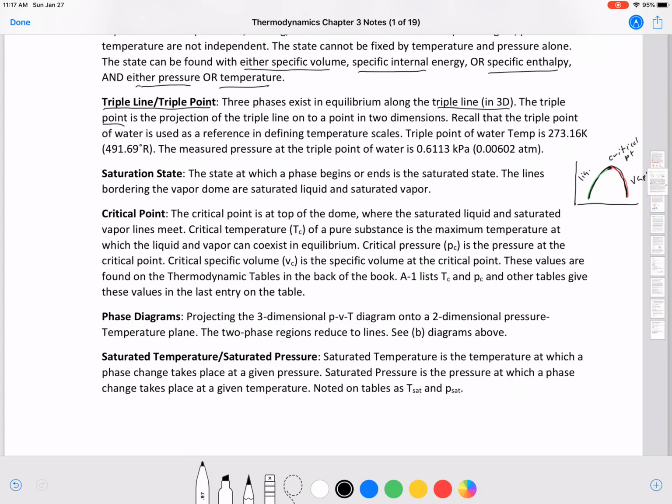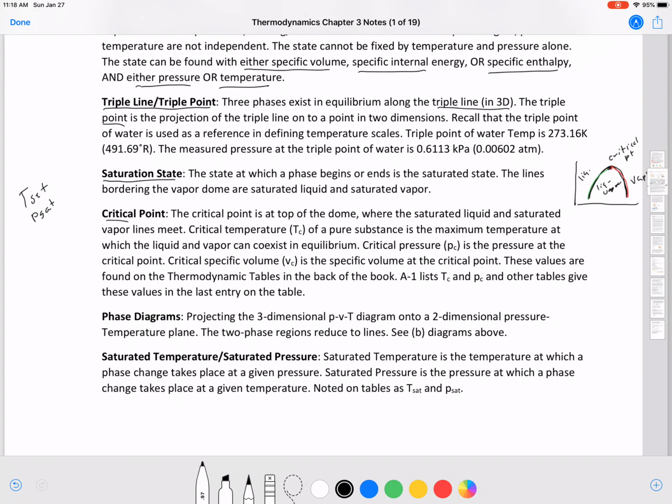In between, in the dome there, you'll have both liquid and vapor. So in here, this is two-phase liquid and vapor. But the line, that's the saturated state. So we'll see we have T-sat and P-sat. That's the saturated temperature and the saturated pressure. It's really the temperature at a saturated state and the pressure at a saturated state.